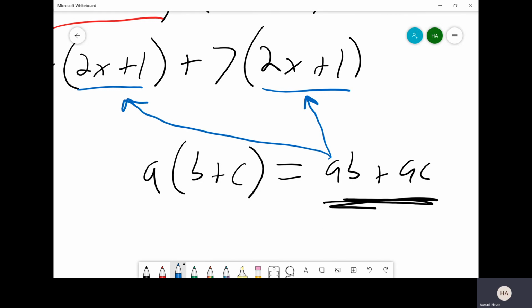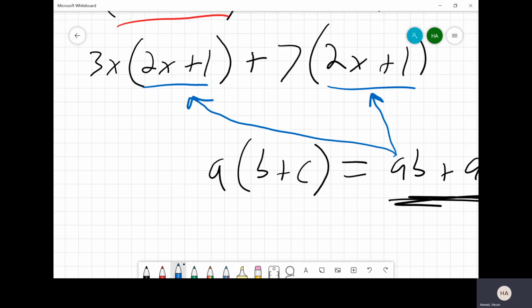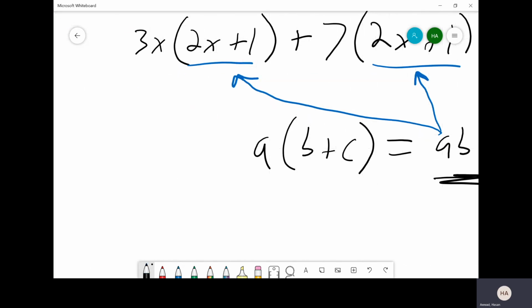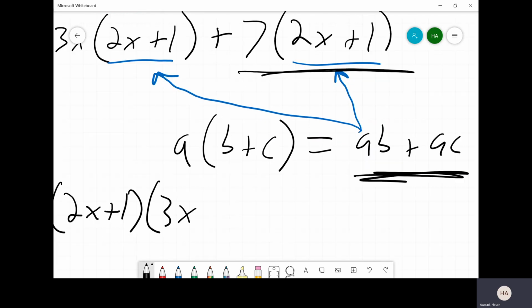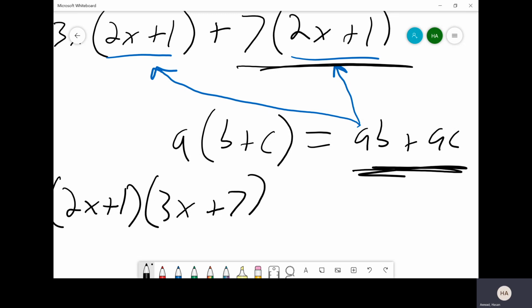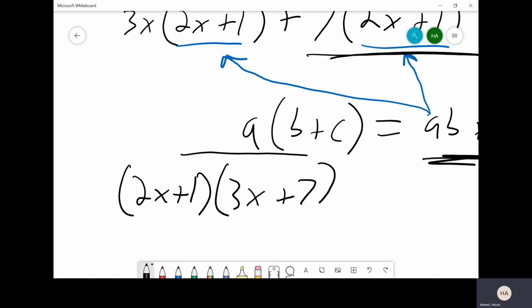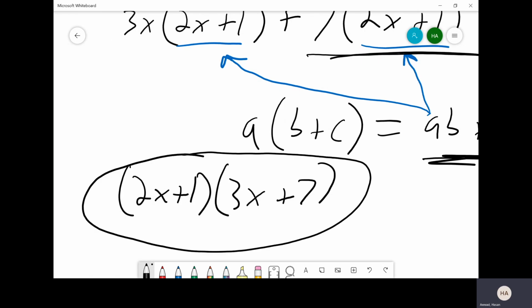So what am I going to do if I'm going in reverse? Well, I'm going to pull 2x plus 1 out of both of the terms, right? If I pull 2x plus 1 out of the first one, we're left with 3x, because 2x plus 1 divided by 2x plus 1 is just 1. And if we pull 2x plus 1 out of the second one, all we're left with is a plus 7. And this here is your final answer.